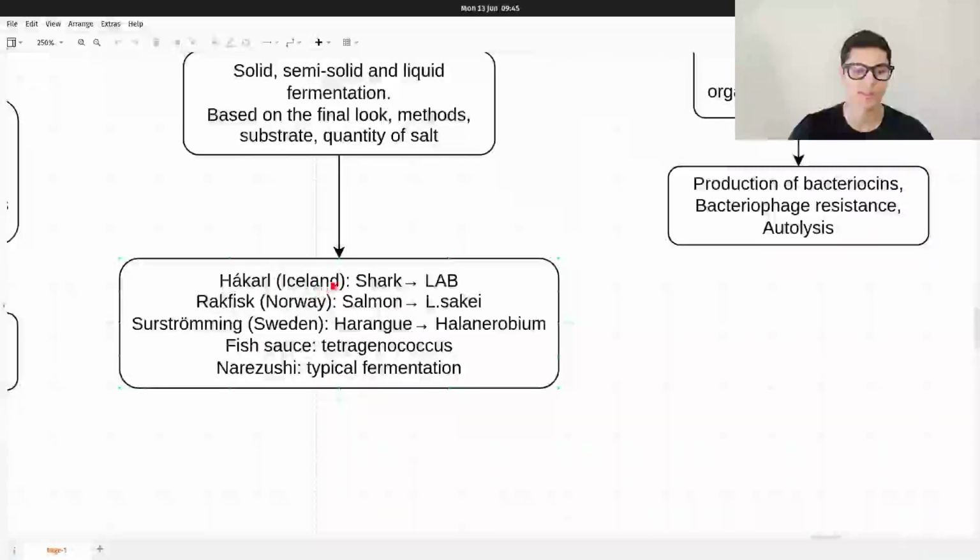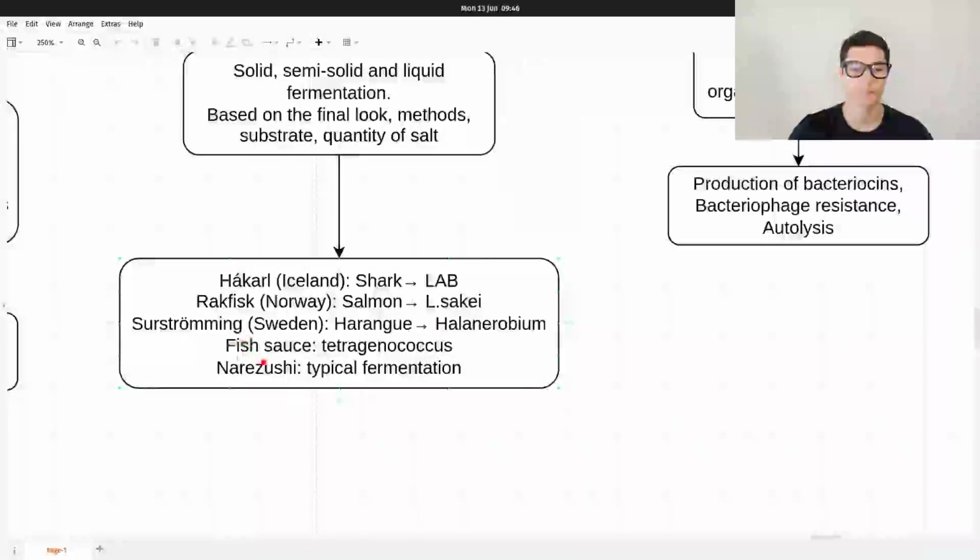In Iceland, we have the hakarl, which is shark, fermented with lactic acid bacteria. In Norway, we have the rakfisk, which is salmon fermented with Lactobacillus sakei. And in Sweden, we have the surströmming, which is herring fermented with Halanaerobium.